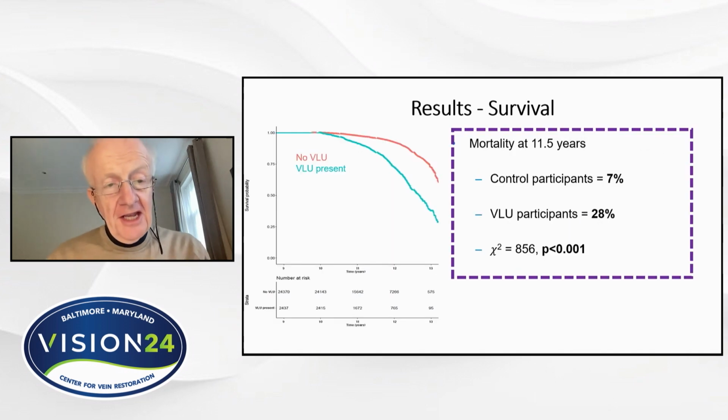And then the other thing, and this data has also been confirmed by some of our Dutch colleagues in their study, is that there is a significantly higher cardiac event rate and all-cause mortality in people who have C4, C5, and C6 disease. From our data, you can see that if you have a venous leg ulcer, your mortality rate is significantly greater at 11 years than for people who do not have venous leg ulceration. Next slide, please.